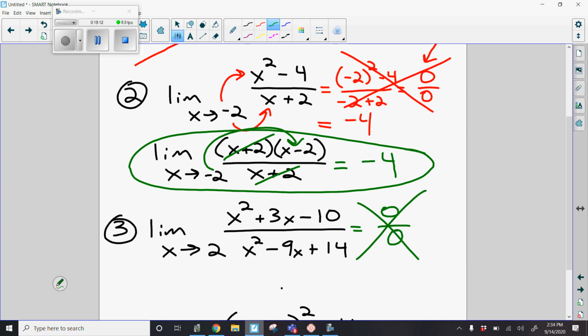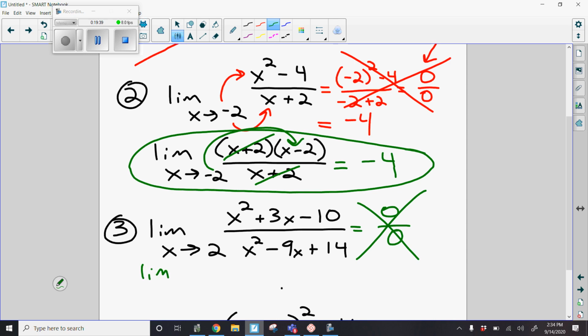So when I look at the top, they're both quadratic, so I could use the RS method on either one. When I look at the top, I think of what two numbers multiply to make -10, but add to +3. Well, if they're multiplying to make a negative number, I know one must be plus and one must be minus. The bigger one's got to be plus. So I can see right away that this is going to be x plus 5 and x minus 2.